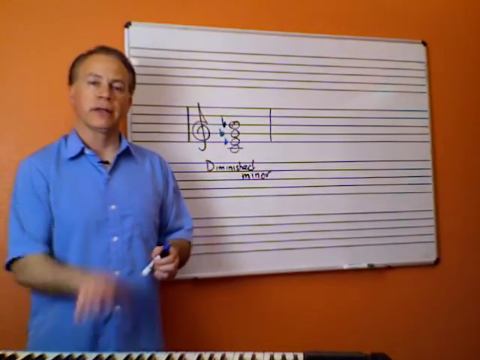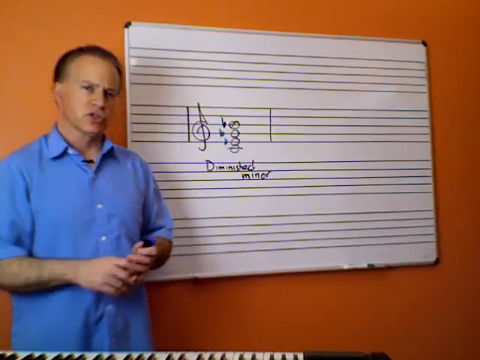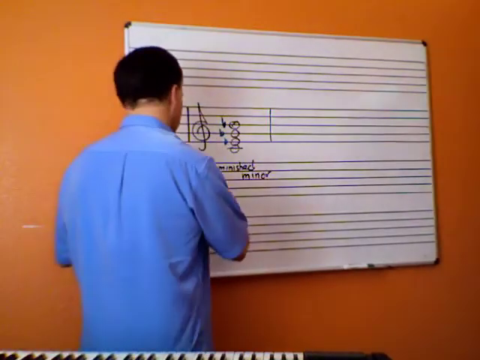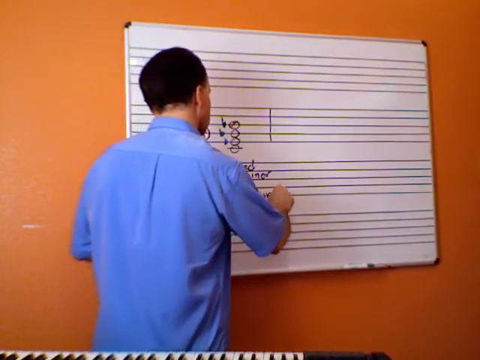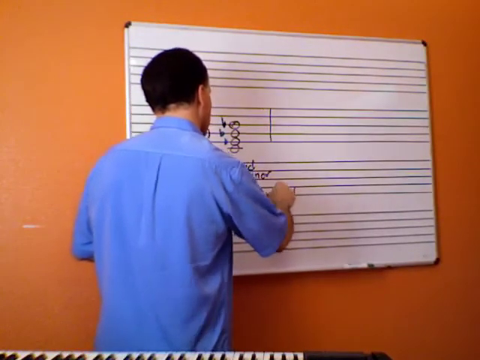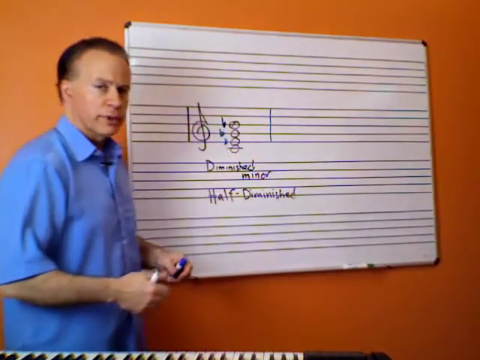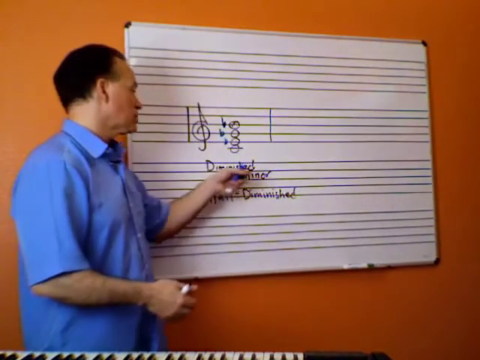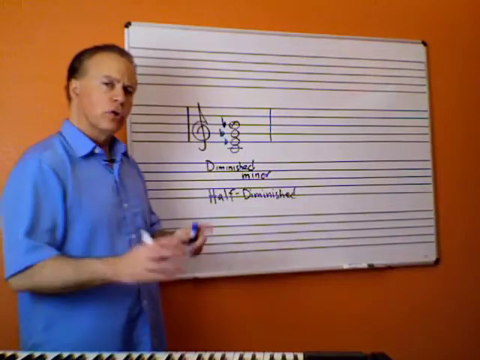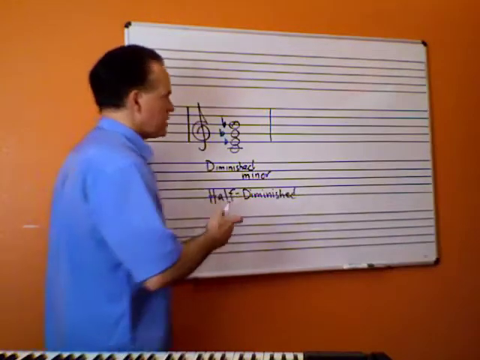Diminished on the bottom and a minor seventh on the top. But jazz musicians would call this chord a half diminished chord. Half diminished, so called because half of the chord is diminished and half of it is not diminished. Okay? All right, so chord symbols for this half diminished, there's several.